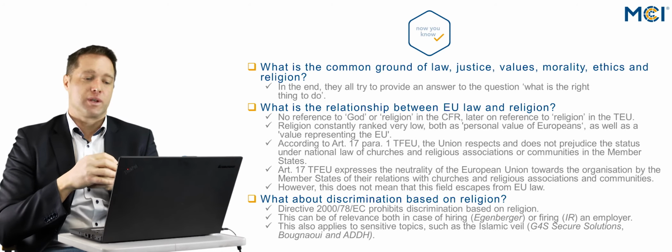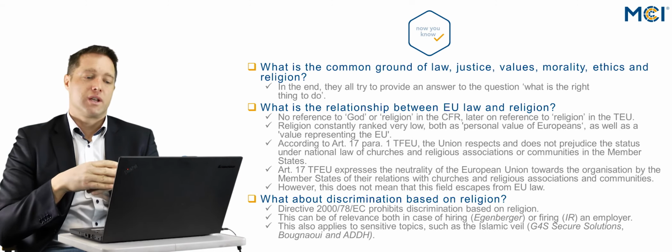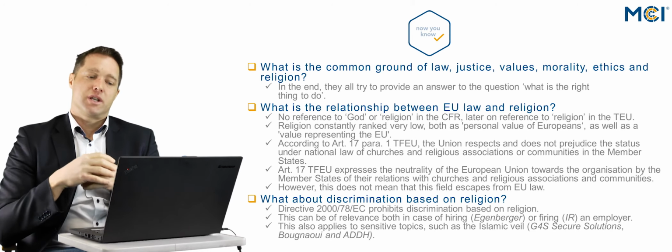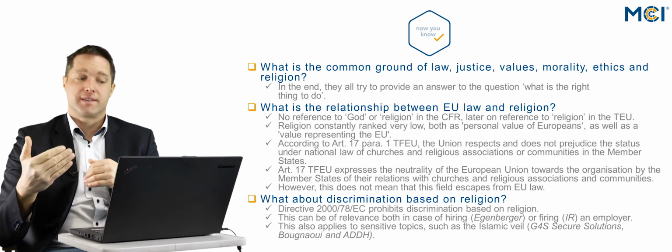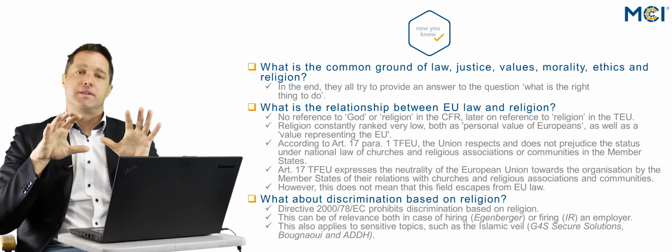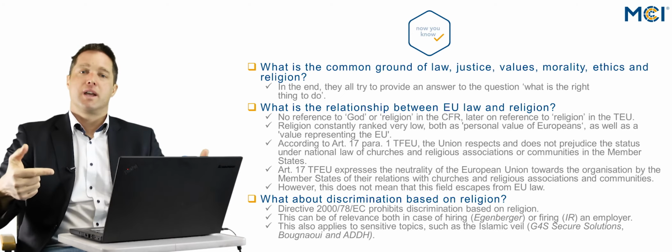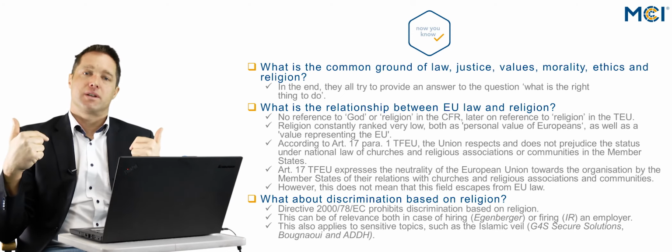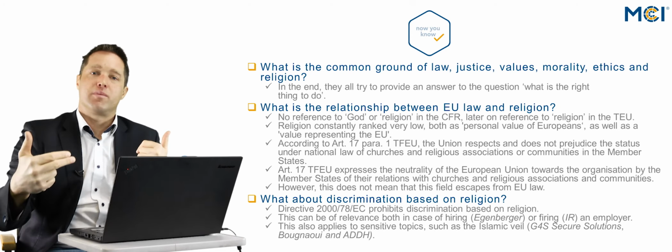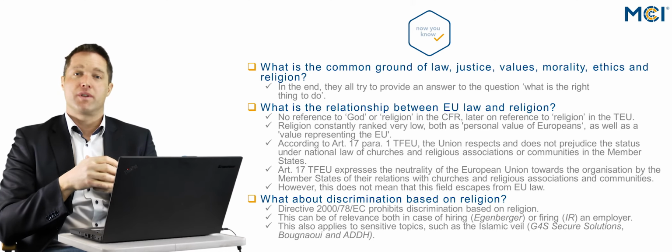We do find a provision, Article 17 of the Treaty on the Functioning of the European Union, which mentions that the Union has to respect and does not prejudice the status under national law of churches and religious associations or communities in the member states. But this statement on respecting the status of those religious communities does not mean that those communities can discriminate against people based on their religious belief.